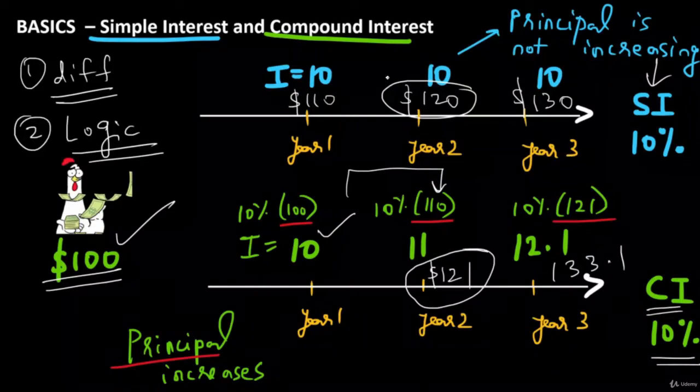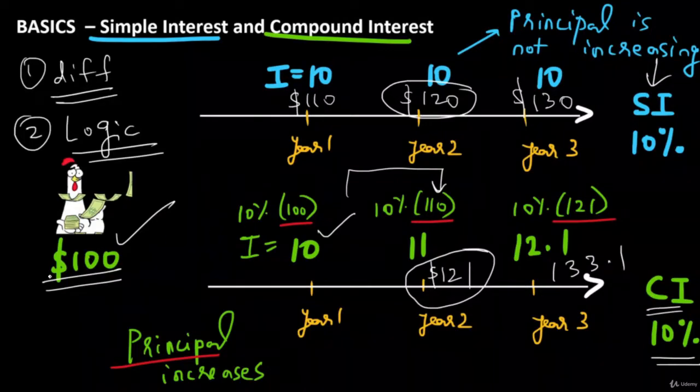But in the case of compound interest, the interest increases, right? It's calculated on the basis of the principal. But over here, you can see that the principal increases. For year 1, it was 10% of 100. For year 2, it was 10% of 110. And for year 3, it's 10% of 121. So you can see that the principal is increasing. This is the primary difference between simple interest and compound interest.